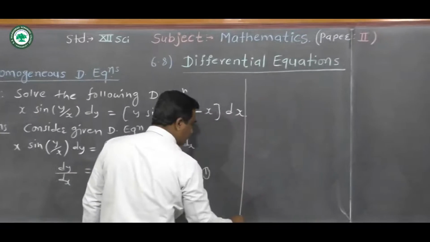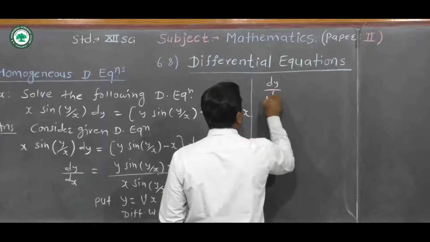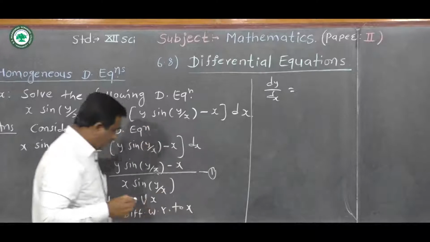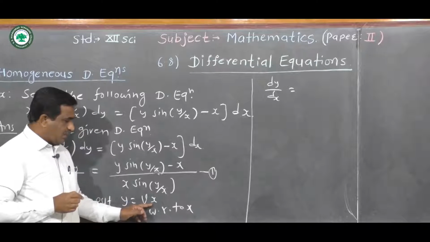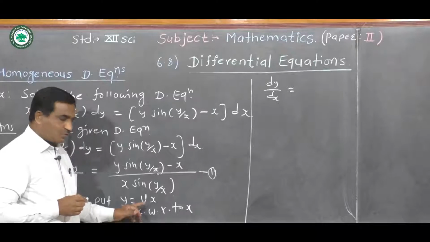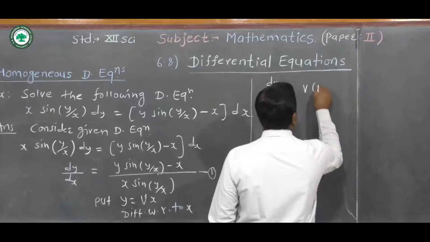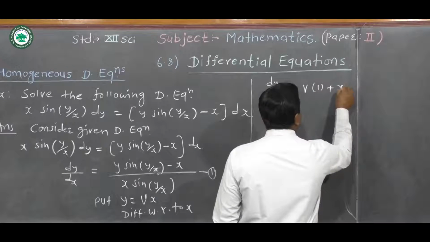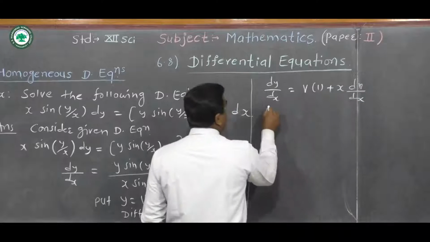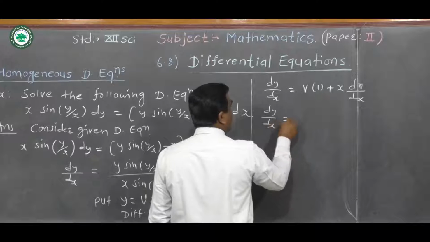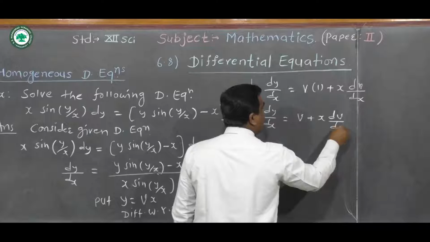Therefore, derivative of this, dy by dx equal to, for the derivative of the RHS, v into x, a product of two functions, we can use the product rule. First function as it is, v as it is, derivative of x is 1, plus x as it is, derivative of v with respect to x is dv by dx. That is, we get dy by dx is equal to v plus x into dv by dx.